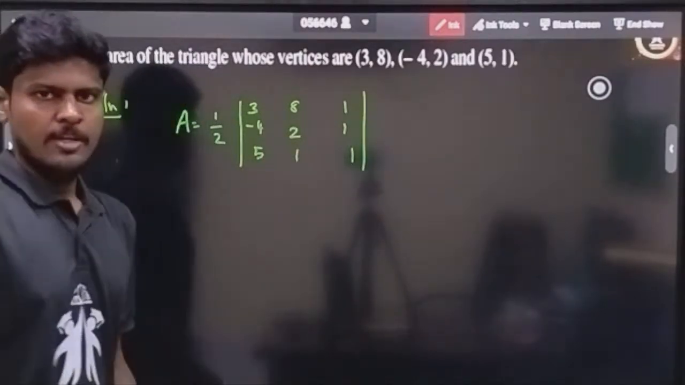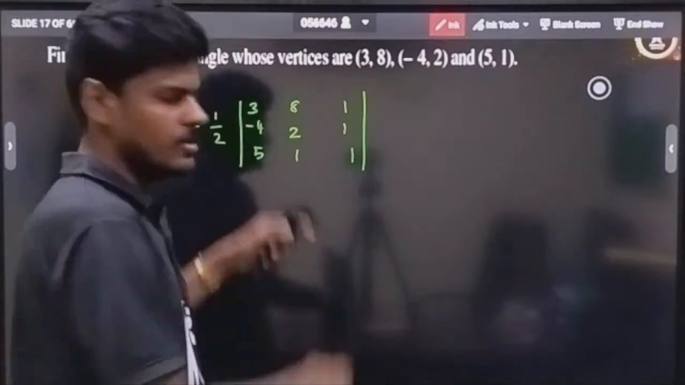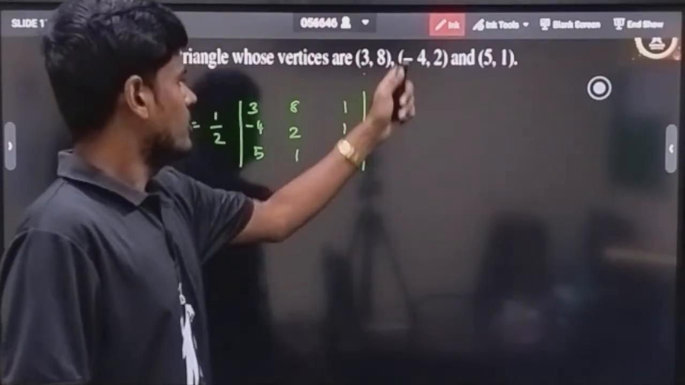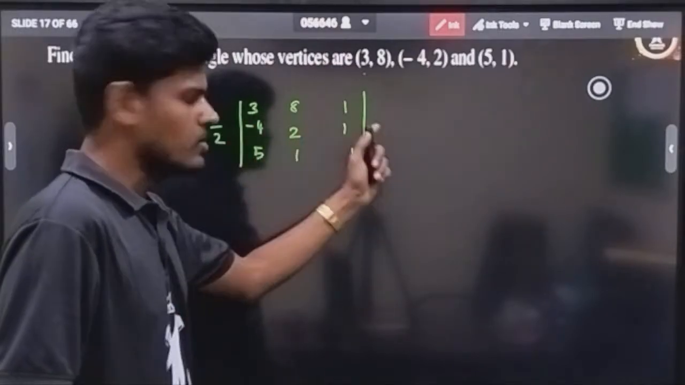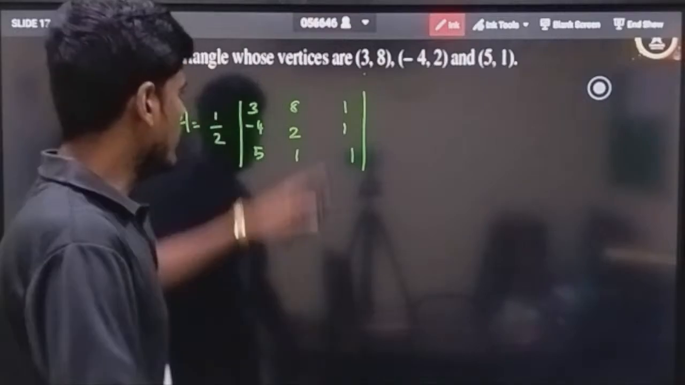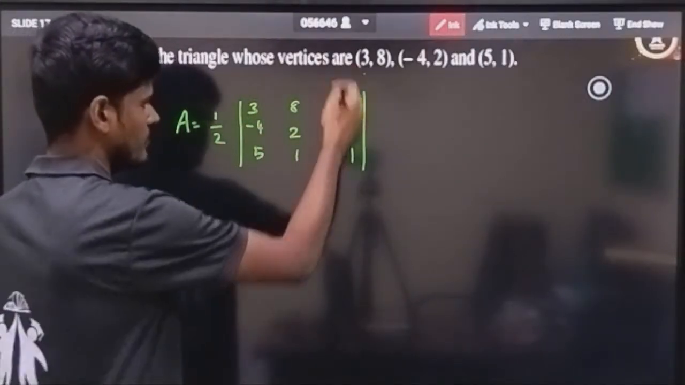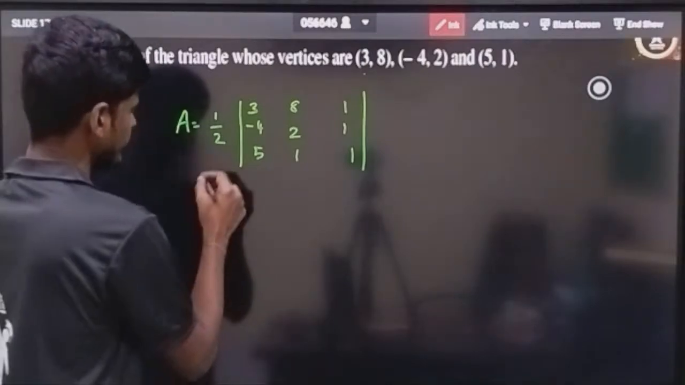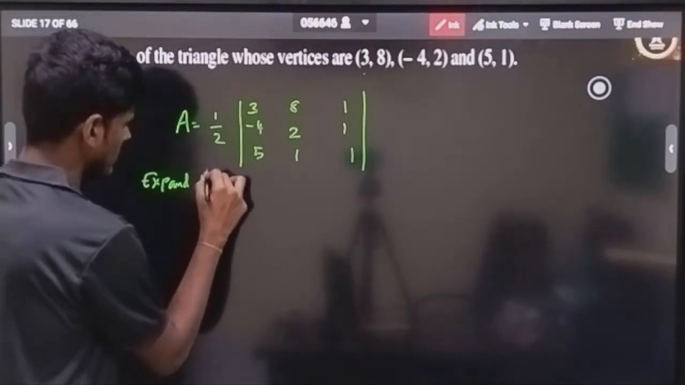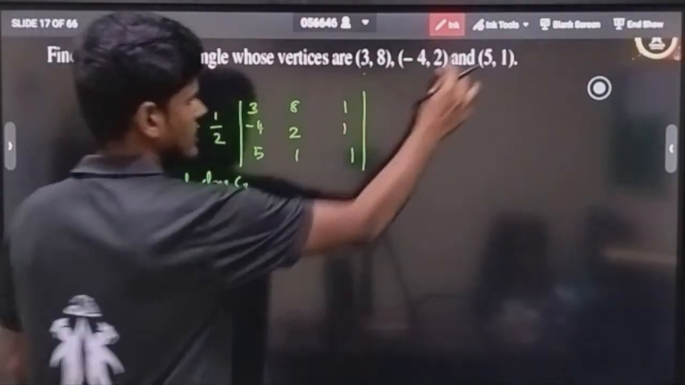Is that clear, students? How to write a determinant? For finding area of triangle, it is half into determinant of x1 y1, that is 3 8 1, then x2 y2, that is -4 2 1. Next x3 y3, that is 5 1 1. Now we have to expand this determinant. Now the easiest way to expand this, we can take column 3, expand along column 3. And what is the sign?